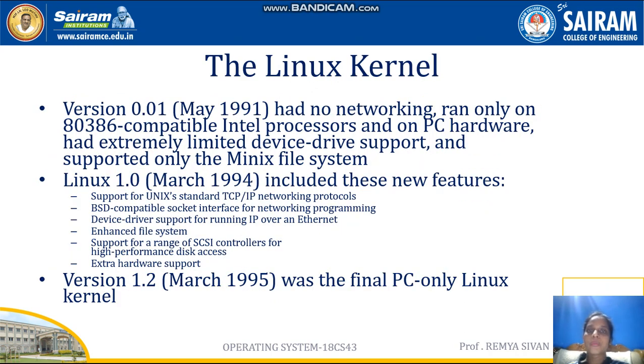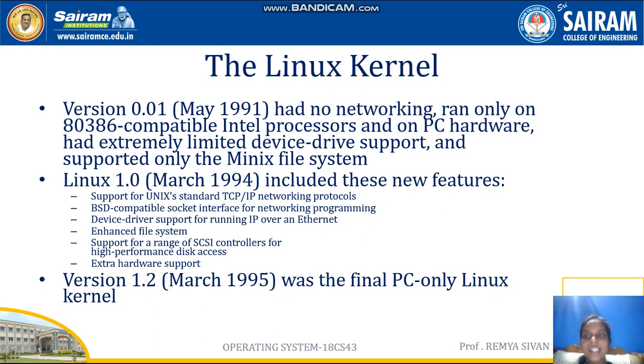The next topic is the Linux kernel. The first version, 0.01, did not support networking and ran only on 80386-compatible Intel processors and on PC hardware. It had extremely limited device driver support and supported only the Minix file system. So that Linux kernel did not support the network.